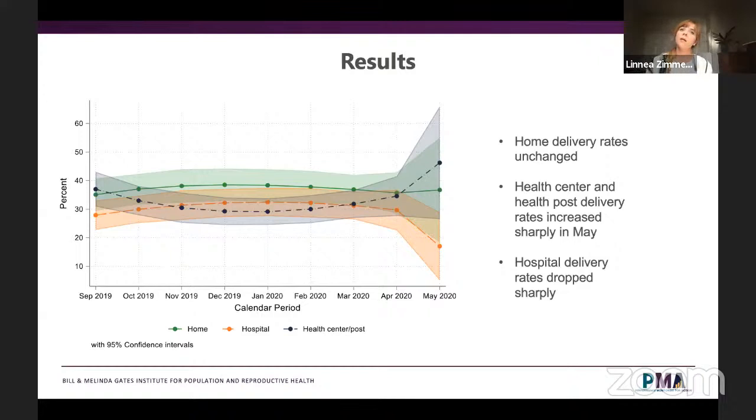Home deliveries actually stay fairly stable. So luckily, we don't see a very high increase in home delivery rates in the national sample. But we do see, again, between April and May, a sharp drop in the hospital delivery rates.